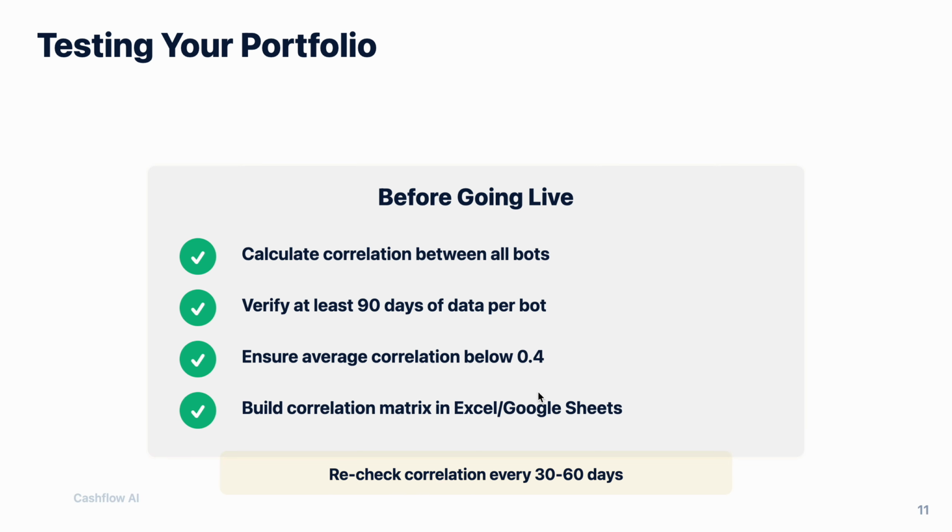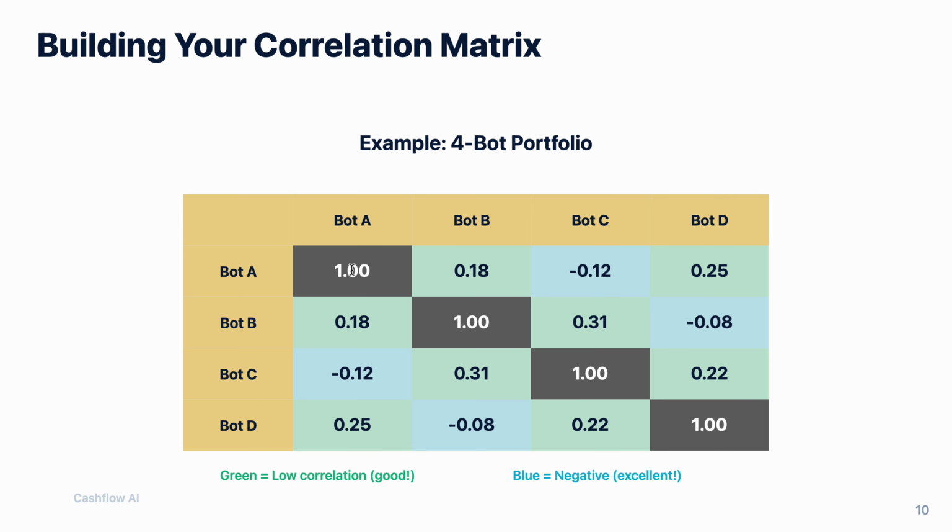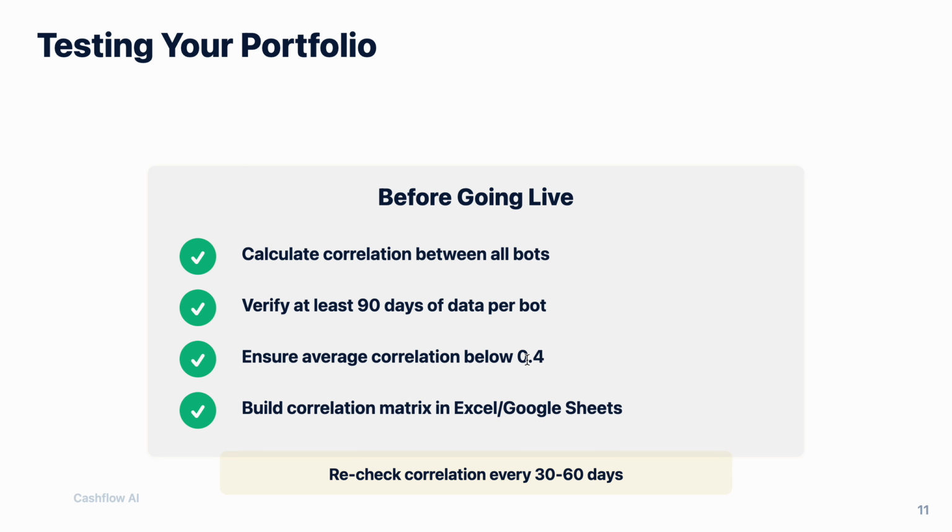Now, last slide here, before going live, calculate your correlation between all bots, right? Make sure you have at least 90 days of data per bot. Ensure the average correlation as a recommendation is below 0.4. And you can build your matrix in Google Sheets or Excel, and really you want to recheck this every 30 to 60 days to make sure that none of this has changed and your bots stay uncorrelated or diverse, because that's going to allow you the best chance at having a bulletproof portfolio system.